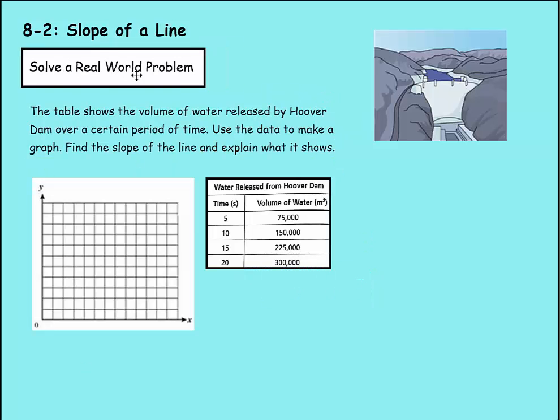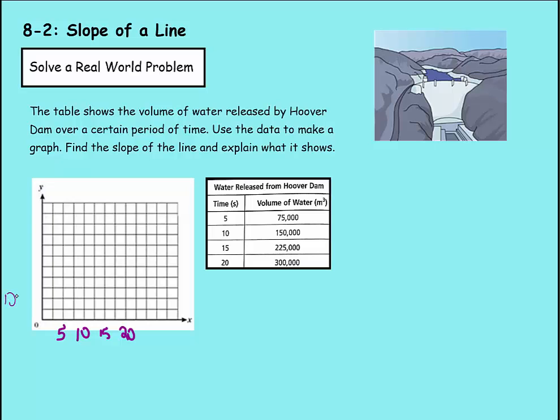Let's solve a real-world problem. It says the table shows the volume of water released by the Hoover Dam over a certain period of time. Use the data to make a graph. Then find the slope of the line and explain what it shows. So it looks like time will be my x-axis because that's usually the independent variable. If we count by 5s on every 2, that would be 5, 10, 15, and 20. Then it looks like I should probably count by 100,000s.